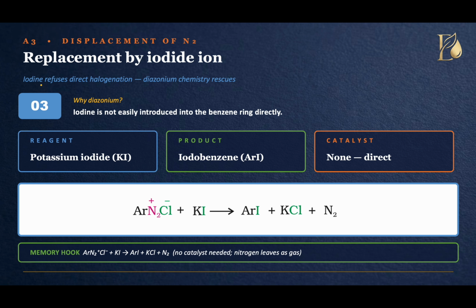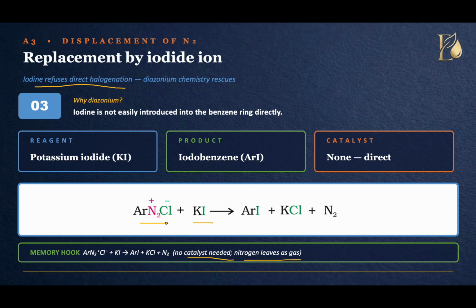So this is a very important reaction in synthesis because it is very difficult to introduce iodine. It refuses direct halogenation. But diazonium chemistry can avoid these problems simply, without any catalyst. That is the important part. No catalyst needed. Nitrogen leaves as gas by reaction with potassium iodide.